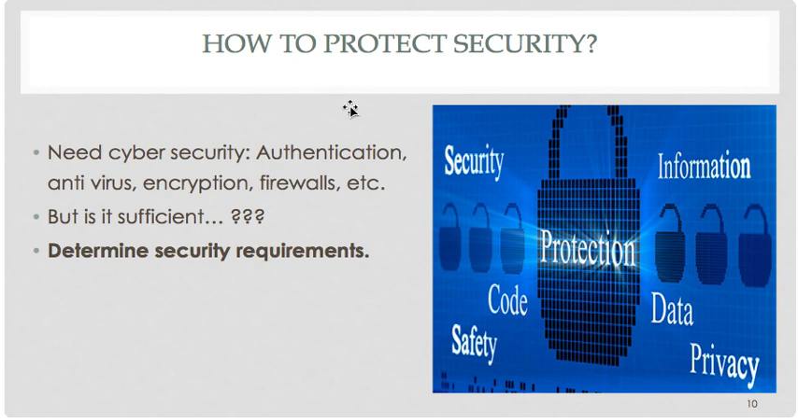Now the question is how to protect security and how to build a secure system. Interaction between cyber and physical systems makes control systems different from classical IT systems. Malicious actions can enter anywhere in the closed loop and cause harm, whether the channel is secured or not. Therefore, we need cybersecurity, authentication, antivirus, encryption, firewalls, etc. But is it sufficient? However, it is not. Perhaps we need more security mechanisms. And one important aspect is to determine security requirements.